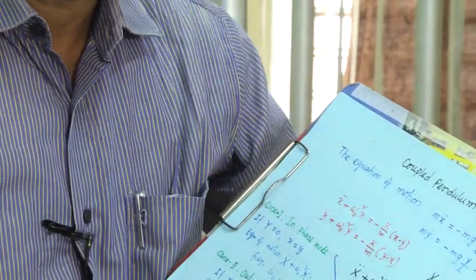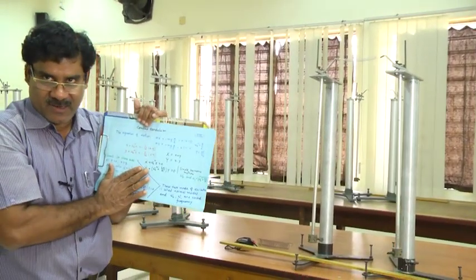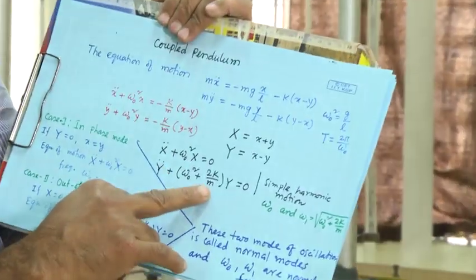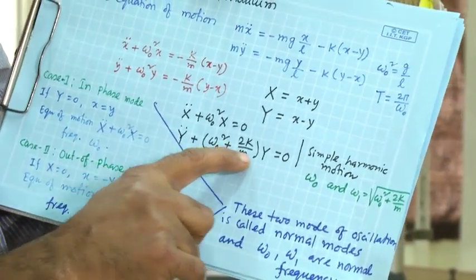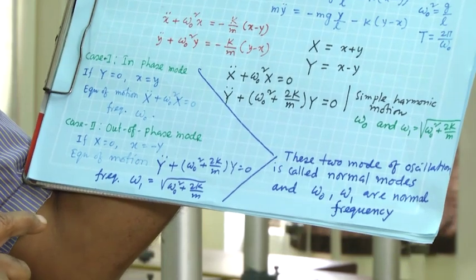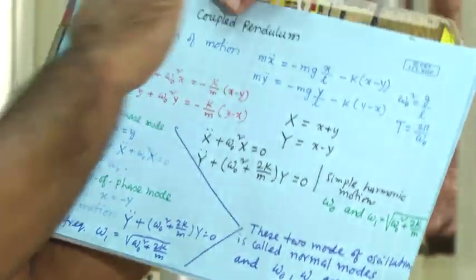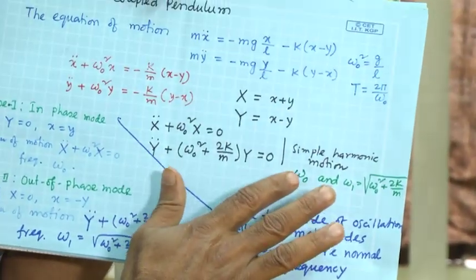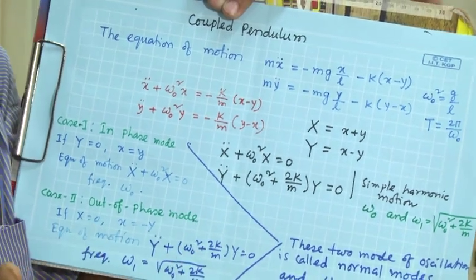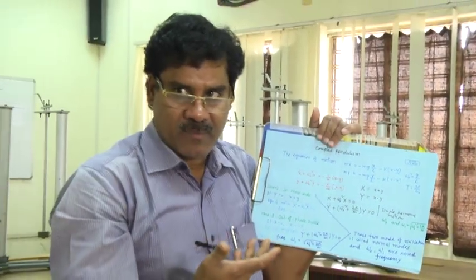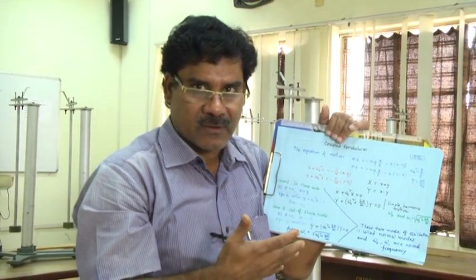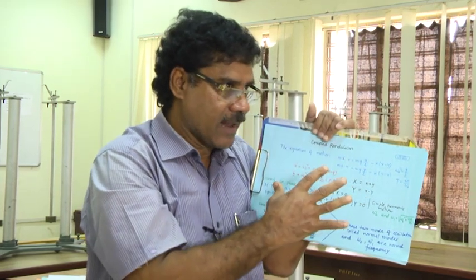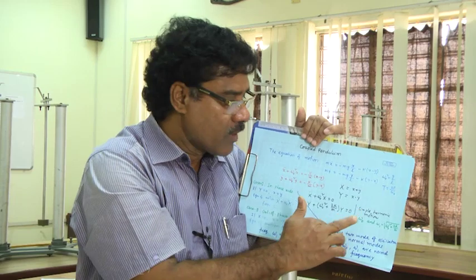For this coupled pendulum I basically have two motions, one with variable capital X and another with variable capital Y. The frequency of one is omega 0 and of the other is omega 1, the square root of this. So this coupled pendulum will have these two frequencies, omega 0 and omega 1. Now, can I realize one of them individually, so it oscillates with one frequency? Or will it oscillate with both components, omega 0 and omega 1?